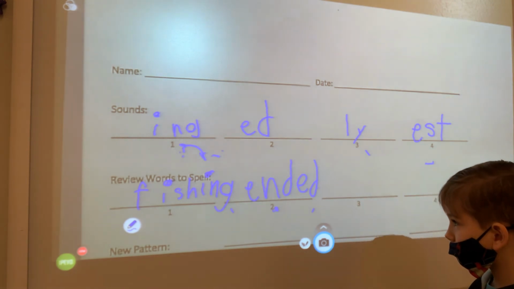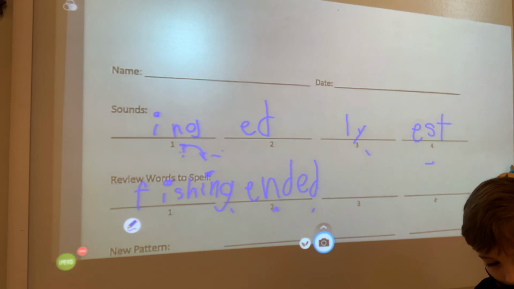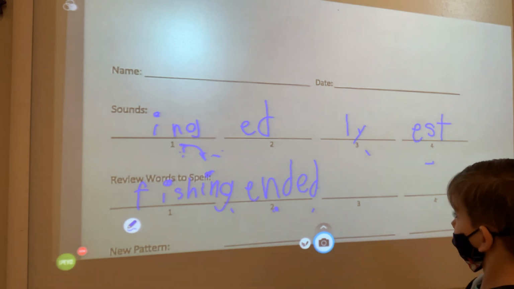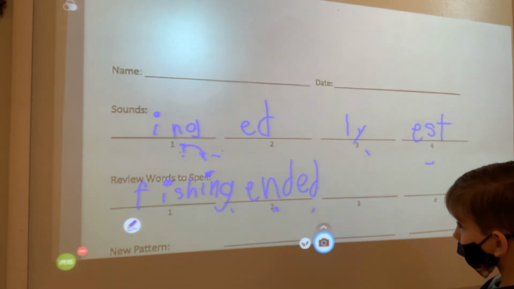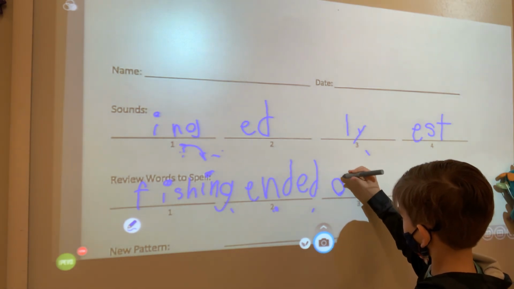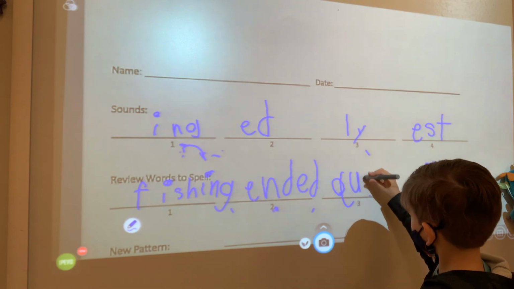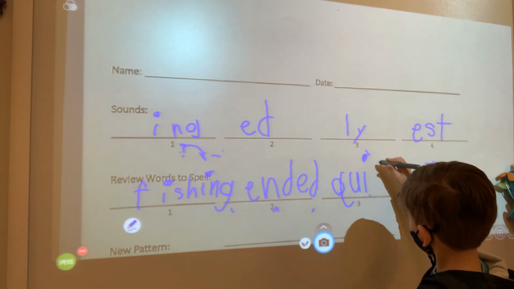Try to do it yourself without looking up there. Only use it to check. And then just erase in pictures. Always try yours first. All right, third one is quickly. We had to move quickly during the fire drill. Quickly.